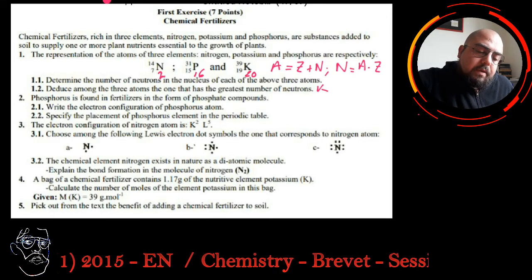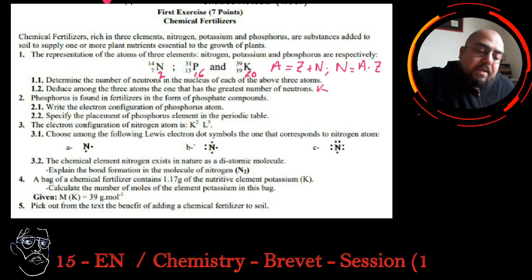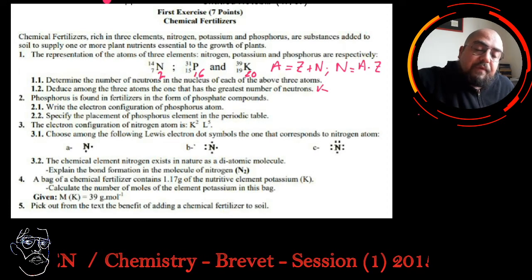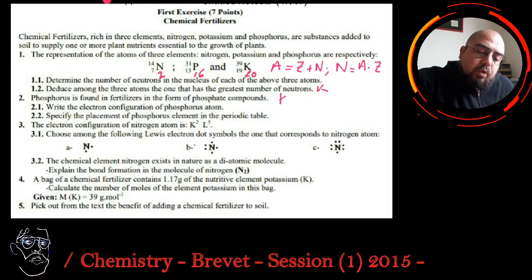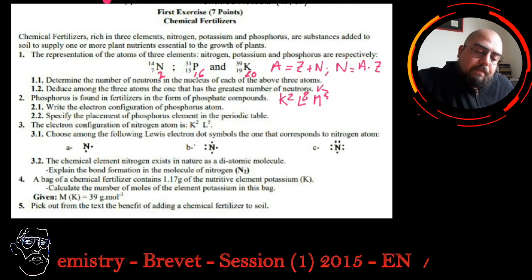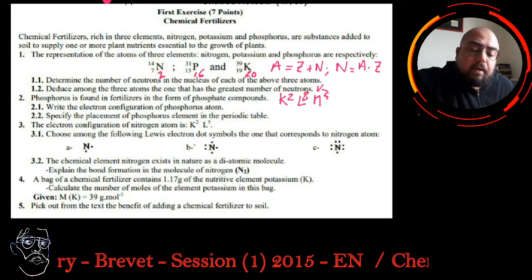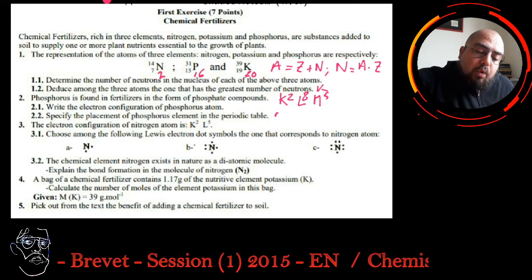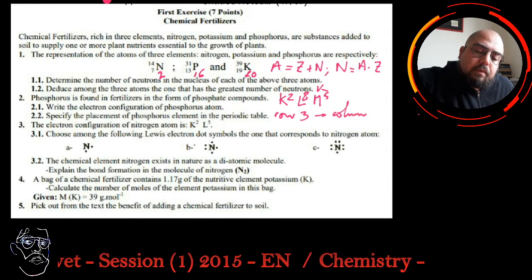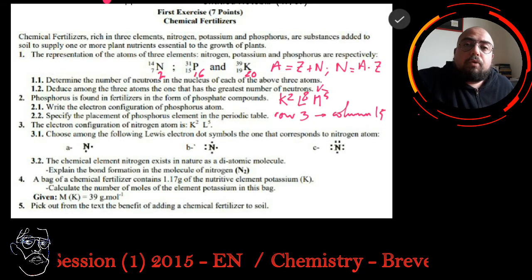Phosphorus is found in fertilizer in the form of phosphate compounds. Write the electron configuration of phosphorus atom. So, since the phosphorus atom is electrically neutral, you will have 15 electrons. So you will have K2, L8, M5 as electronic configuration. Specify the placement of phosphorus element in the periodic table. So we have three energy levels, so it will be row 3 and it will be column 15 or group 5.